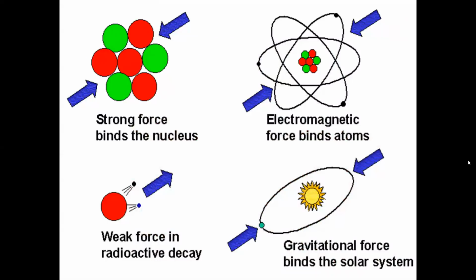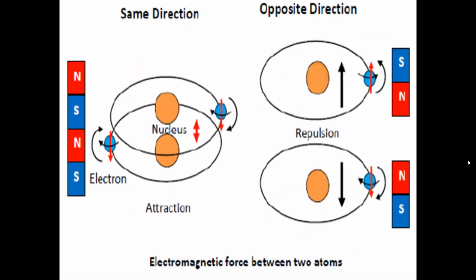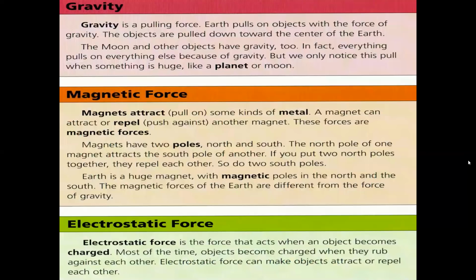The strong forces bind the nucleus. The weak force in radioactive decay leads to electromagnetic forces that bind the atoms. Gravitational force binds the solar system. Now, electromagnetic forces between two atoms begin to have the effect of both attraction and repulsion, which some theorize aids in gravitational forces. So gravity is a pulling force. The Earth pulls an object with the force of gravity. The objects are pulled down towards the center of the Earth. The moon and other objects have gravity too. In fact, everything pulls on everything else because of gravity. But we only notice this pull when something is huge, like a planet or moon.